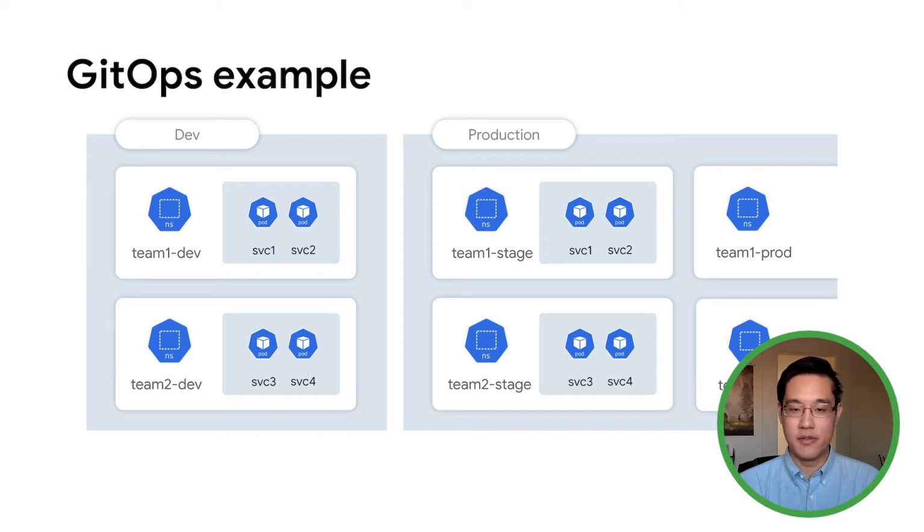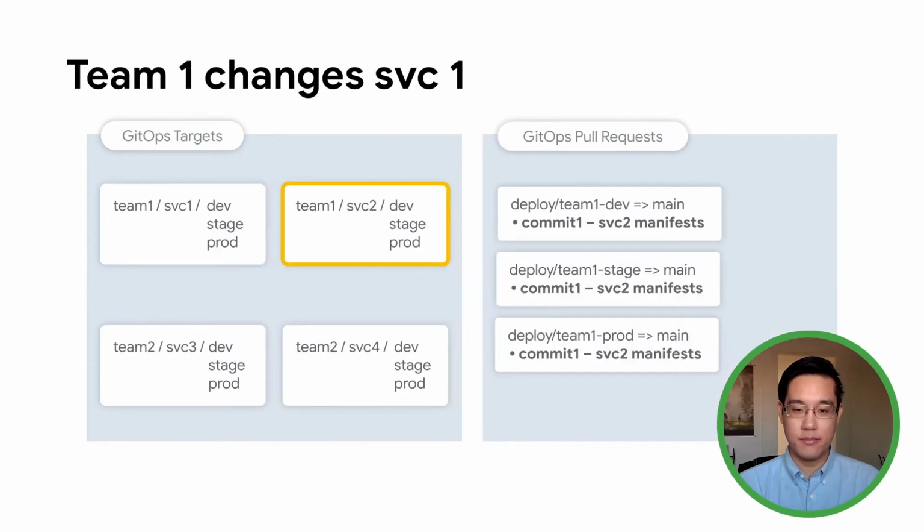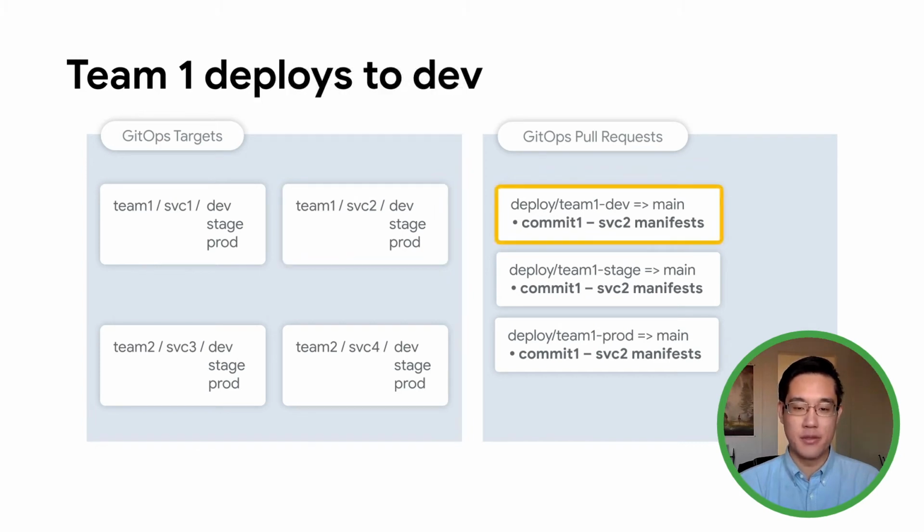They both have some number of services deployed simultaneously to some namespace. Team 1 first introduces a change to Service 2. This in turn updates Service 2's GitOps targets and creates deploy PRs for configured environments. Team 1 decides to deploy to dev by merging the dev deploy PR. The other deploy PRs remain open.